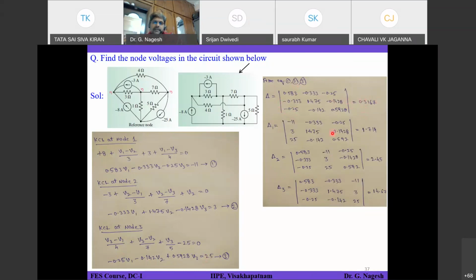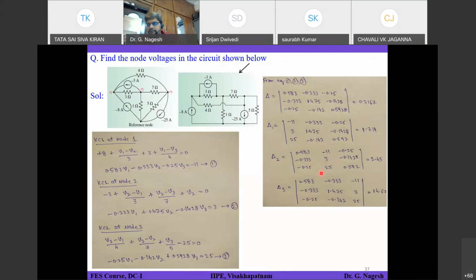Okay. Next, if you want to find delta 1, what you have to do is replace column 1 with your right hand side, minus 11, 3 and 25. Remaining things remain as it is. If you want to find out delta 2, replace the second column with the right hand side constants. Second column will be replaced with this. I hope you know this, right?